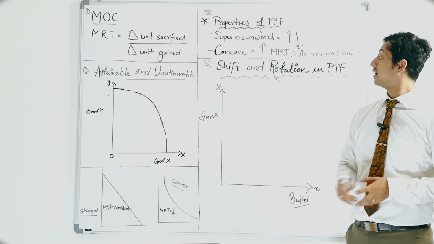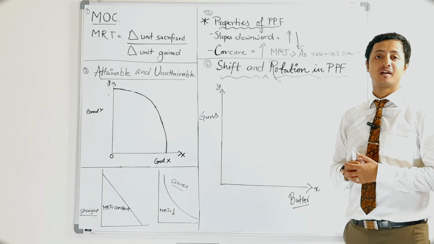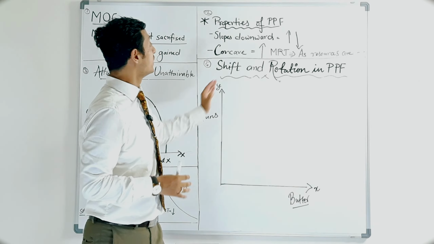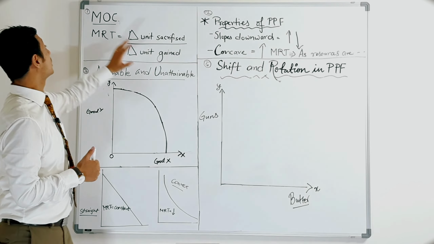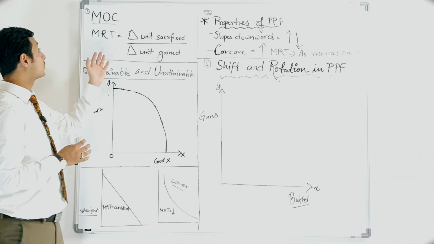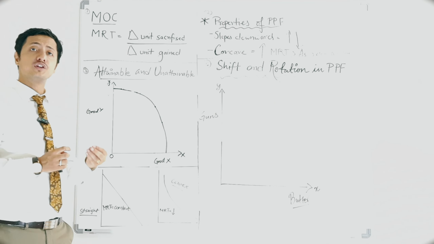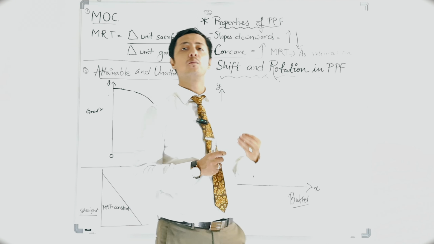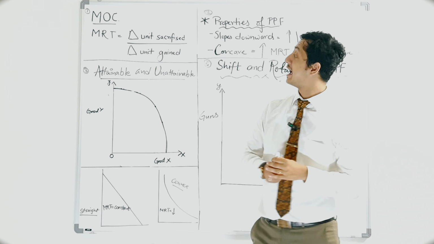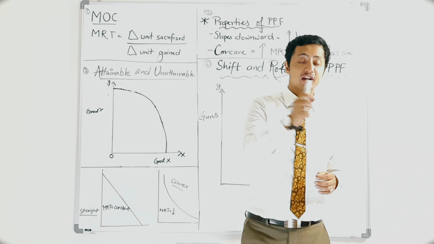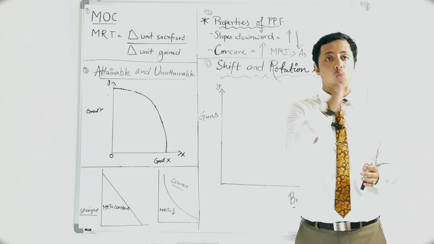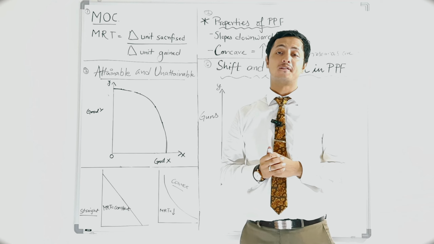Today we will discuss shift and rotation in PPF as we conclude the first chapter of microeconomics. Before we dive into this topic directly, we will cover some important concepts like marginal opportunity cost and marginal rate of transformation. Marginal opportunity cost is the number of units of a commodity sacrificed to gain one additional unit of another commodity. And what is MRT? It is the ratio of number of units of a commodity sacrificed to gain one additional unit of another commodity.